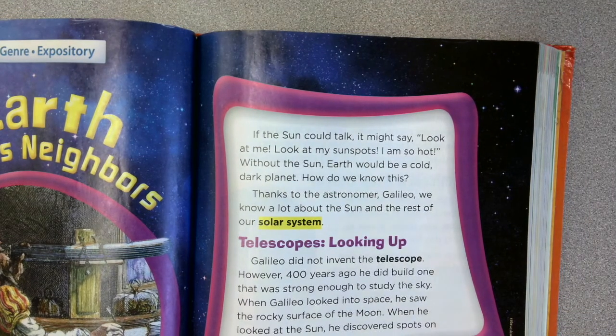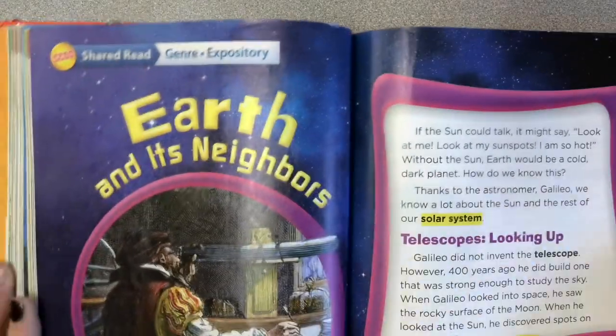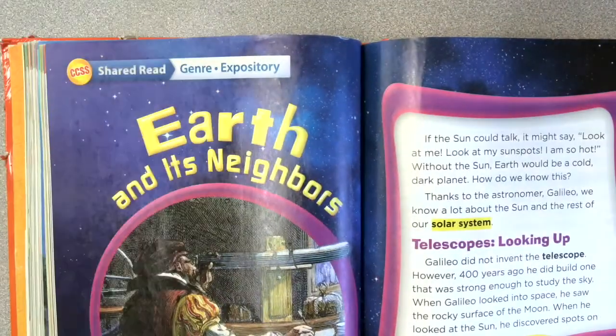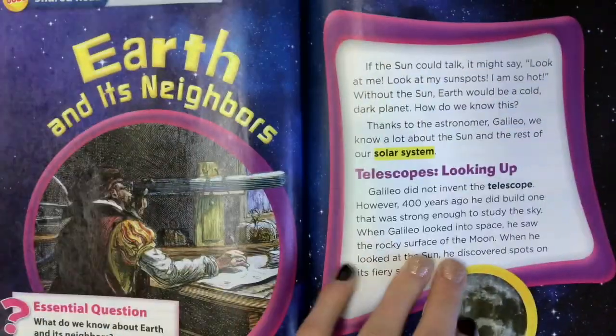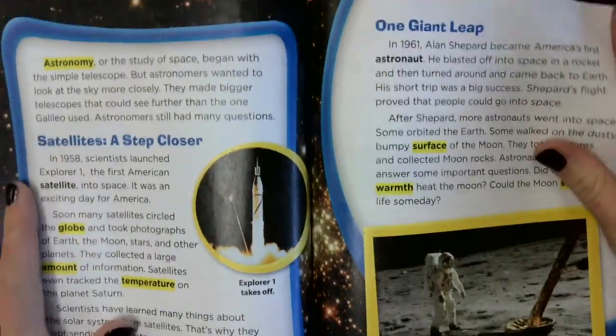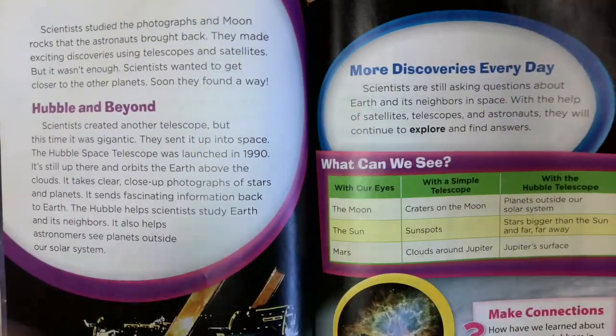Today is Tuesday, and for our reading, we're going to first review our story that we read yesterday. So please go open your book to page 214. Go ahead and reread your story. When you finish, press play.